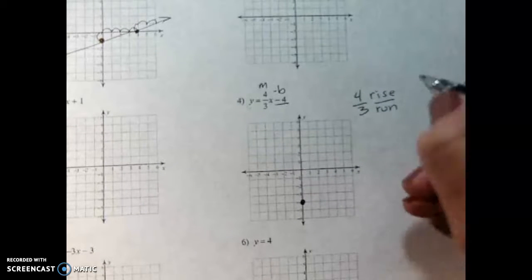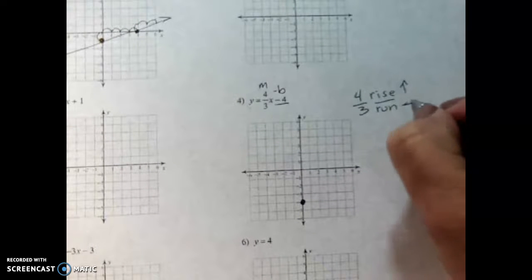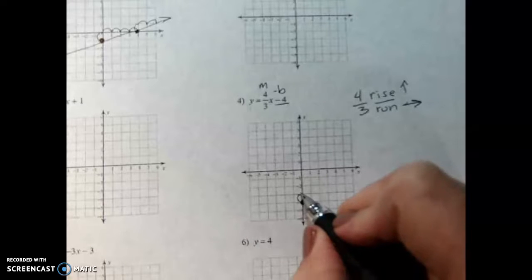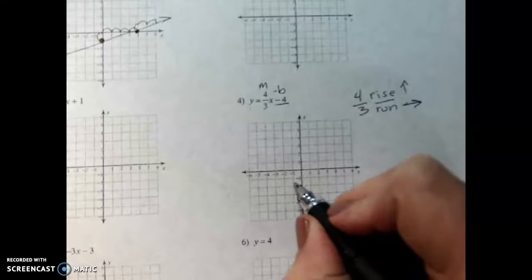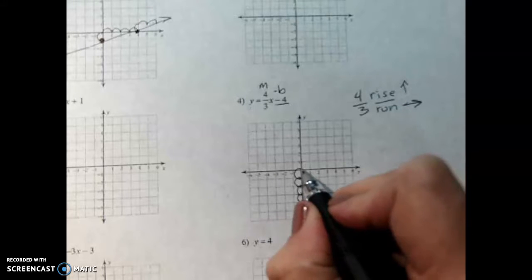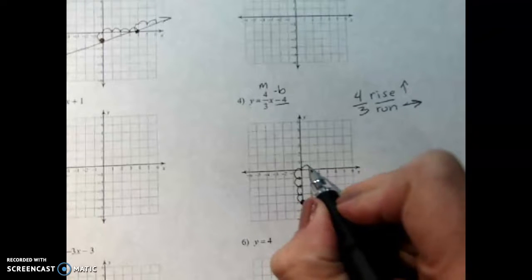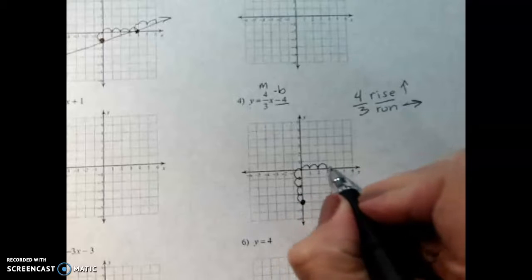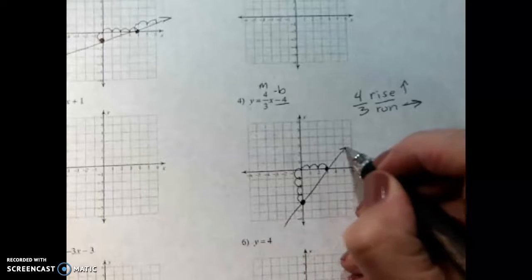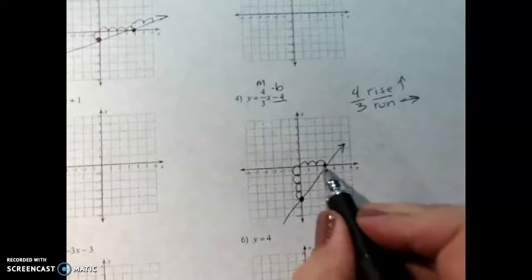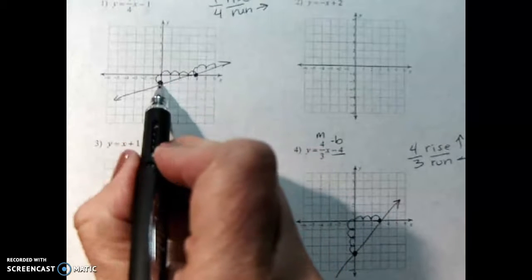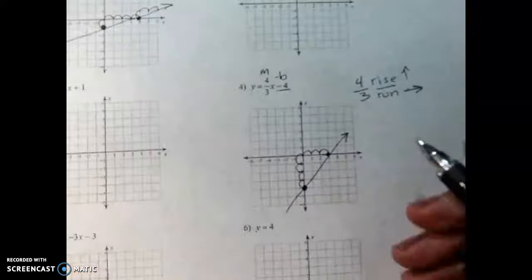Okay, I'm going to rise, and then I'm going to run to the right. So I'm going to rise 1, 2, 3, 4, and then I'm going to run to the right 1, 2, 3. I'm going to connect this. All right, and notice that it makes a triangle. Okay, same thing here. It makes a skinny triangle, but it does make a triangle.